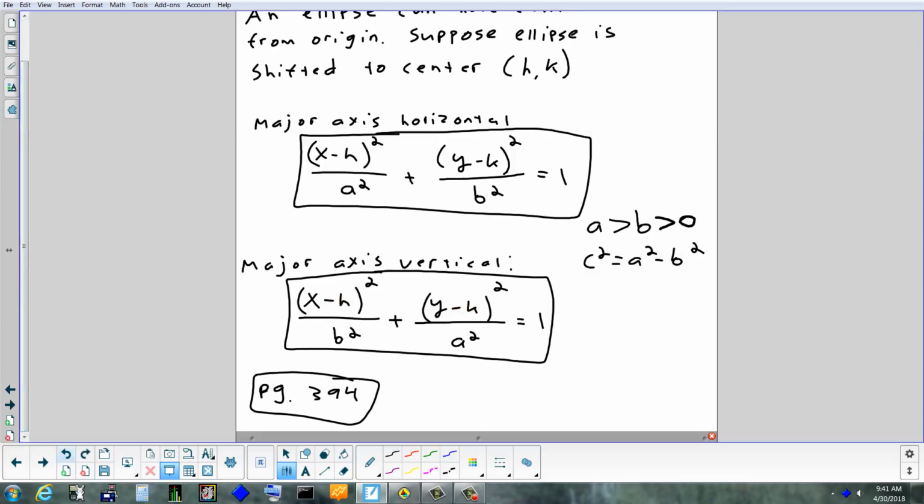Okay, so any questions on those? Right, so we'll try a couple examples. You can do these the same way. Either I give you the equation and you tell me all about the ellipse, or I'll tell you some stuff about the ellipse and you give me the equation. Okay. Does everybody have the two equations? No.